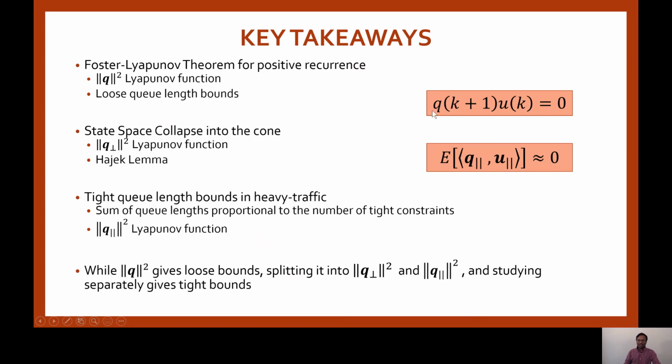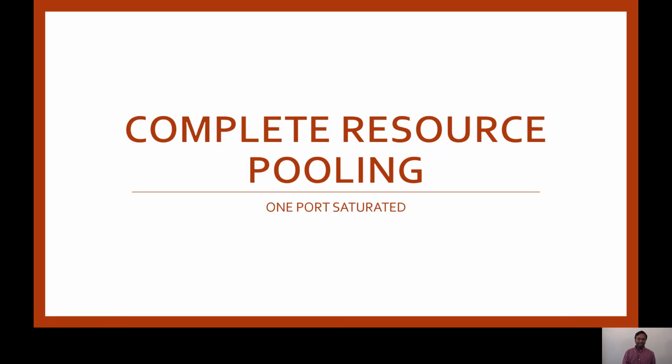The key ingredient as we go through all of this is again understanding unused service. In the case of a single server queue, we had a nice equation, q_{k+1} times u_k equal to 0. That generalized into something that looks like this: the dot product of q parallel and u parallel is approximately equal to 0. In a single server queue, this is equal to 0 at every time, with no expectation. For a switch, we establish this only under expectation in steady state, and even then it is not exactly equal to 0, only approximately equal to 0.